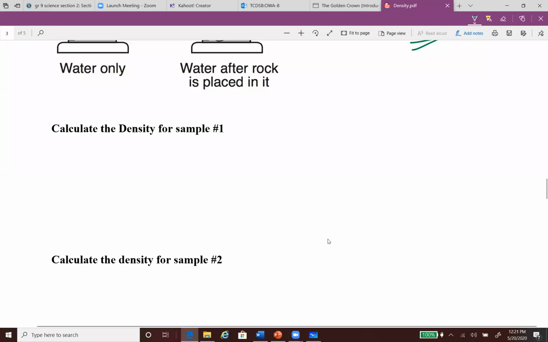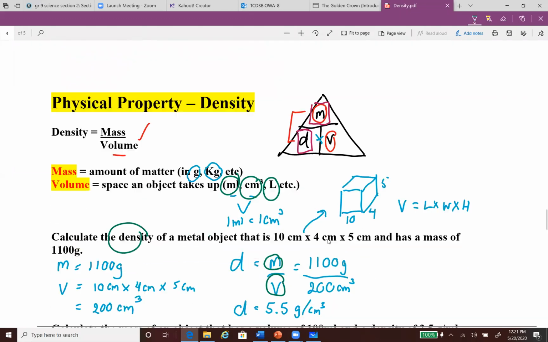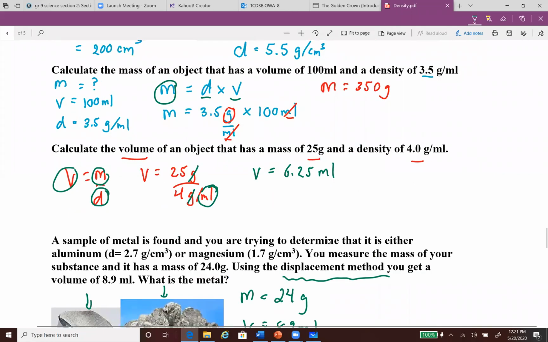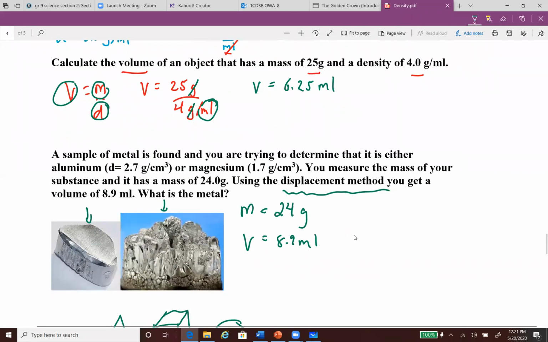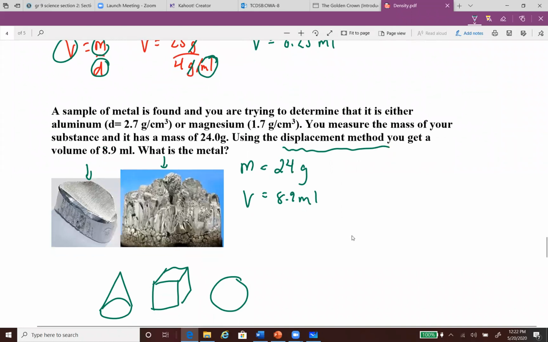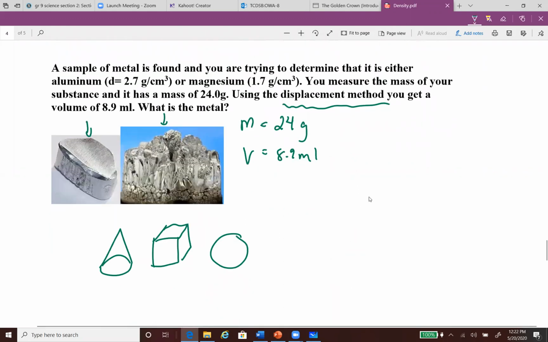Because if it was made of pure gold, it would have a particular density. I think it's like 19.7 grams per centimeter cubed, if I remember correctly. So if we were to imagine that we dumped one of these samples in water and the volume was displaced and it came out to about 8.9 milliliters, now we can work out the density. So we know density is M over V. So 24 grams over 8.9 milliliters.